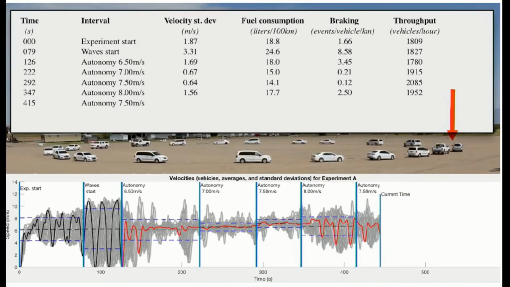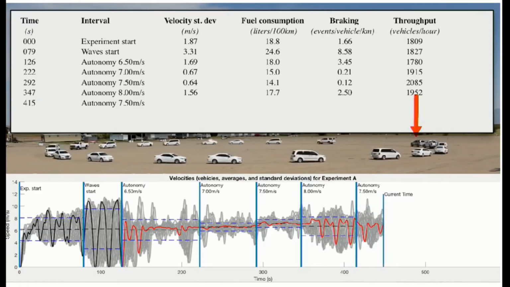And the braking events are even more dramatic. You see we had around 1.5 braking events when the waves were not present. Then we jumped up to 8.5 braking events. And then when autonomy started, we were able to dramatically reduce that. In our best situation, that was autonomy at 7.5, the braking events almost disappeared. So safety is also increased a lot. As I mentioned before, you see the throughput is also slightly increasing, but this is not really the quantity that you dramatically change when you control these waves. It's really the fuel consumption and the braking events that you are mostly acting on.